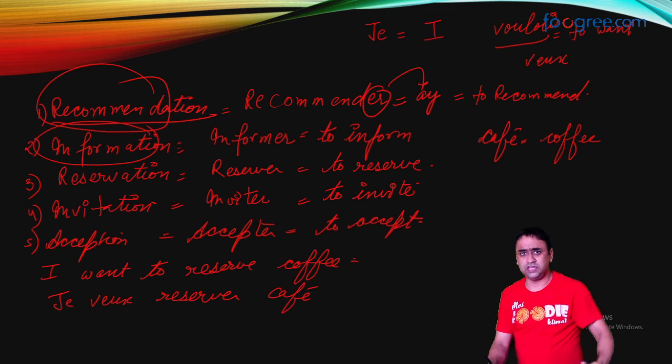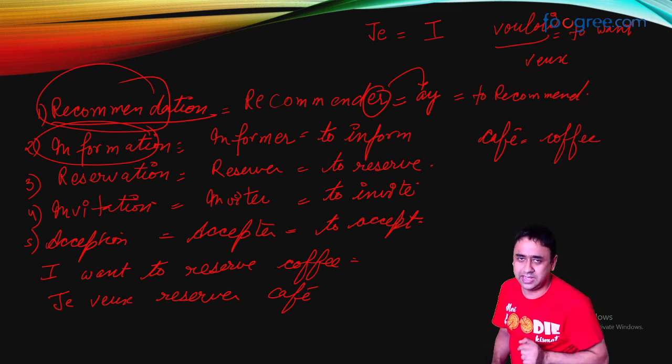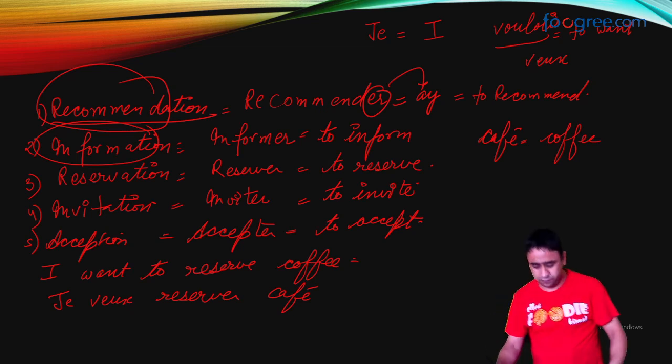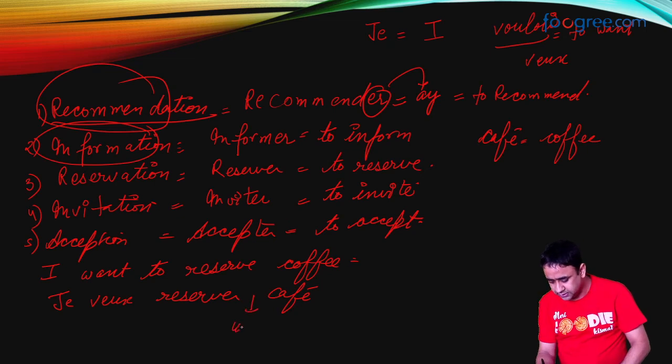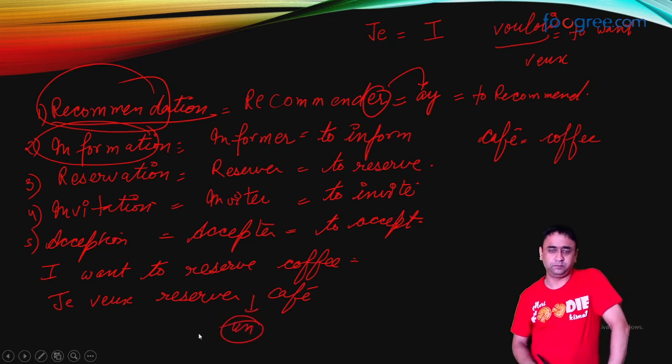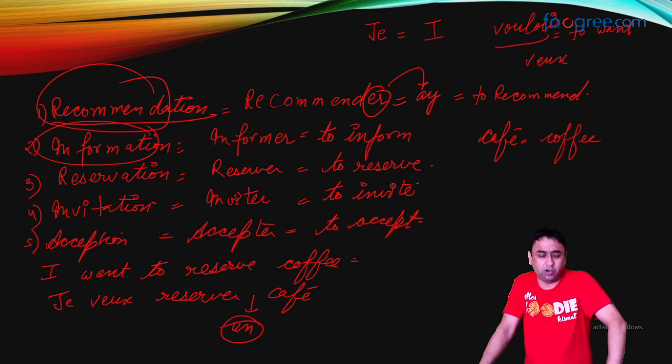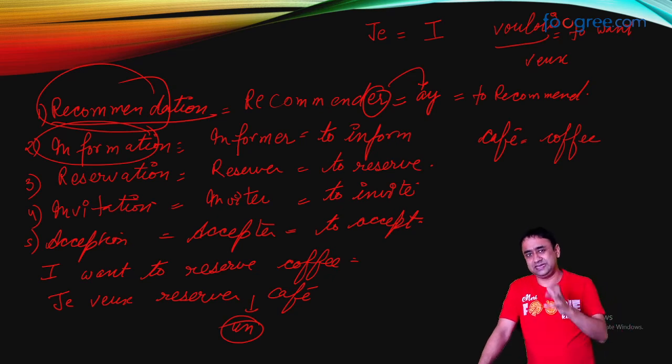Now, if you want to say I want to reserve a coffee, as you all know, the indefinite article is a. I want to order a coffee. I want to reserve a coffee. That means je veux réserver un café. So simple.